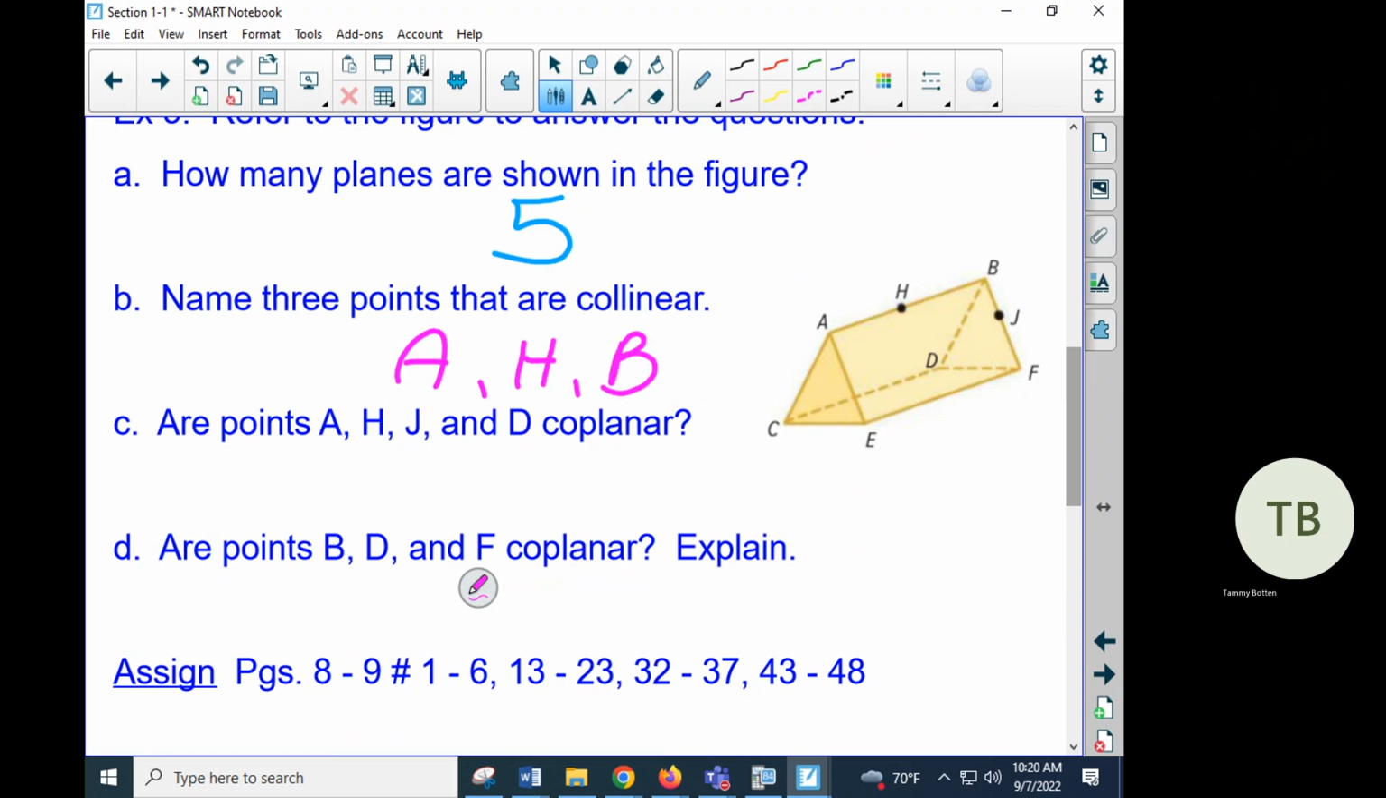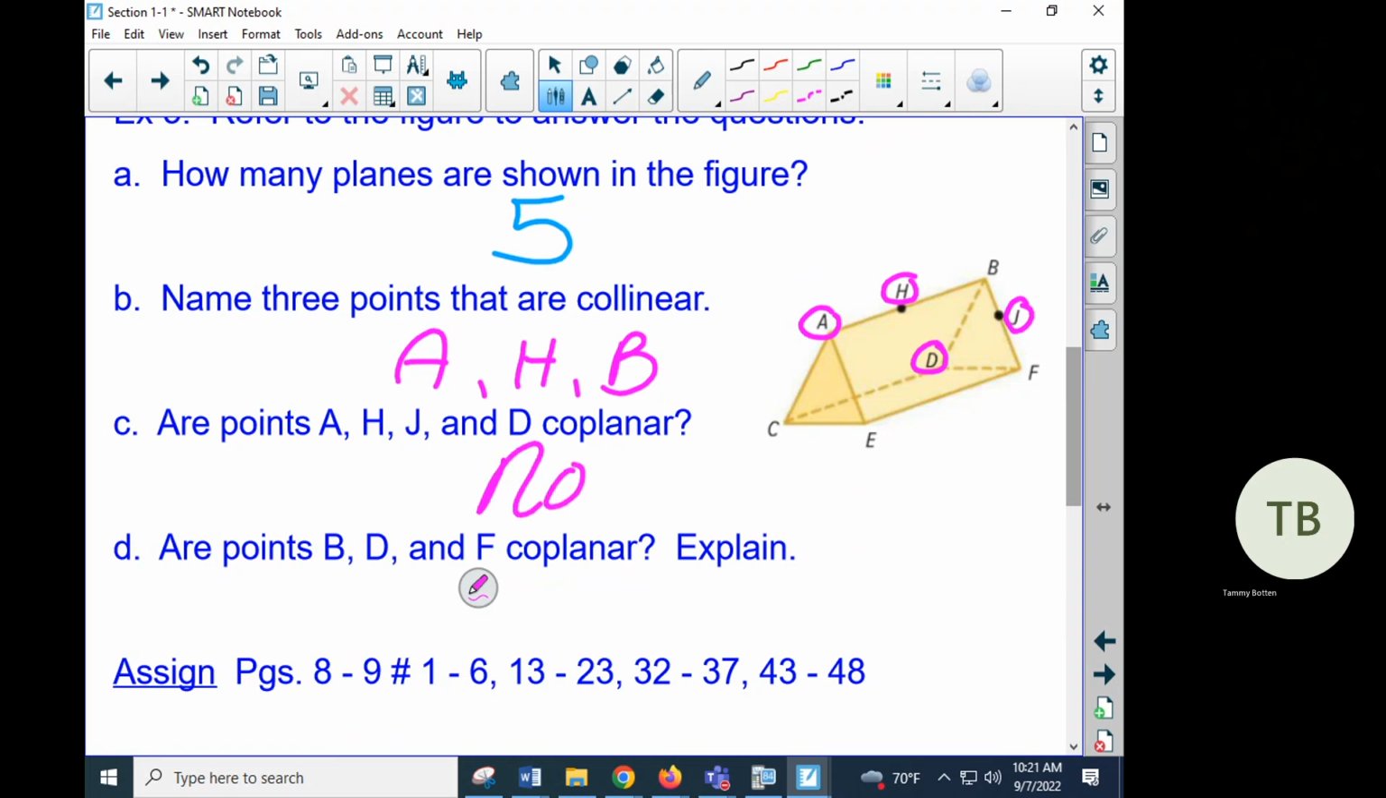Then it says are points A, H, J, and D in the same plane. Okay. If you guys look at just A, H, and D, can you tell that those 3 lie on this plane right here? J, H, and A lie on the same plane, but is D in this plane? No, so they're not.